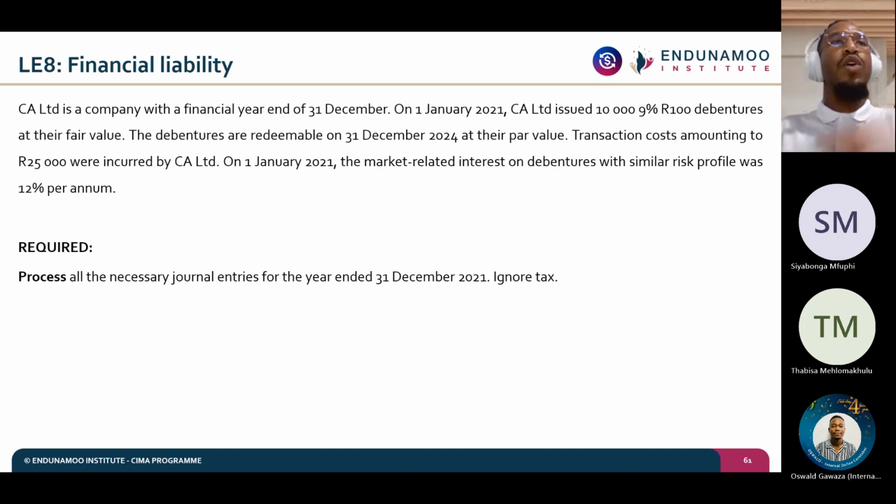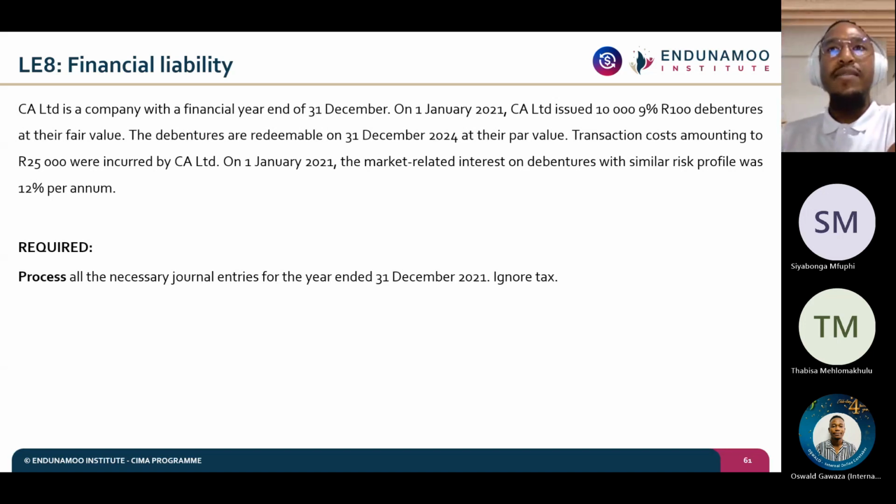Lecture example number 8. We've got CA Limited, a company with a financial year of 31 December. On the 1st of January, they issued 10,000, 9%, 100 Rand debentures at their fair value. The debentures are redeemable on the 31st of December 2024 at their par value. Transaction costs amounting to 25,000 Rand were incurred. On the 1st of January 2021, the market-related interest rate on debentures with a similar risk profile was 12% per annum.